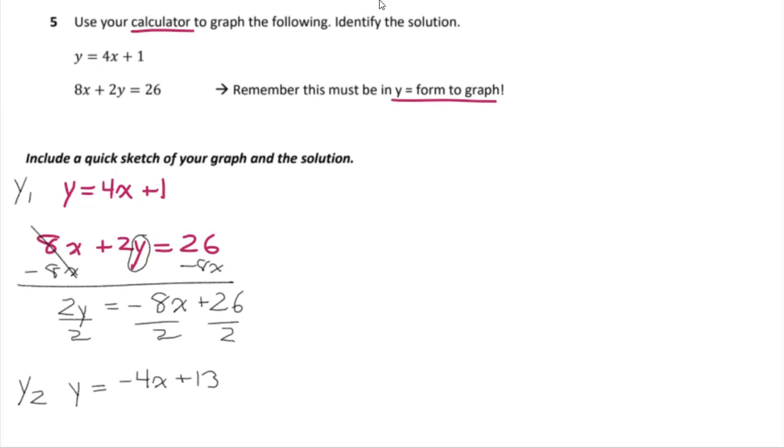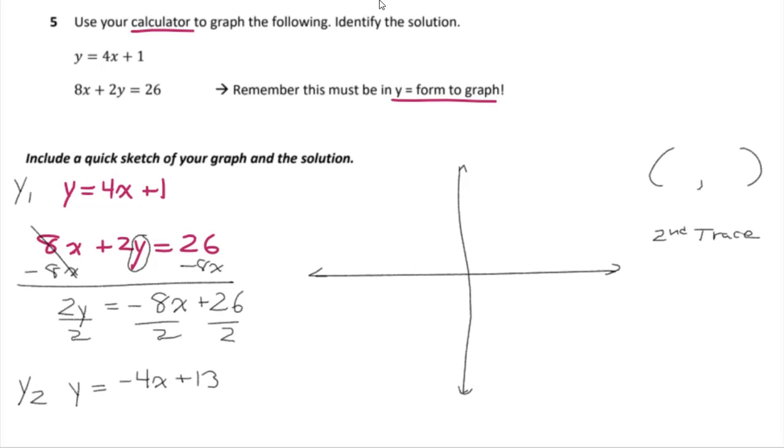So your job is to draw a quick sketch. So take a look at your graph and draw me a quick sketch. And then I want you to see if you can figure out what the answer is. It's a little bit tricky what the answer is. You may have to use your second trace button. Remember, we use button option 5 for intersect. And your calculator will go through the steps with you. Remember, you have to hit enter 3 times. And it should show you the answer at the bottom of your screen.